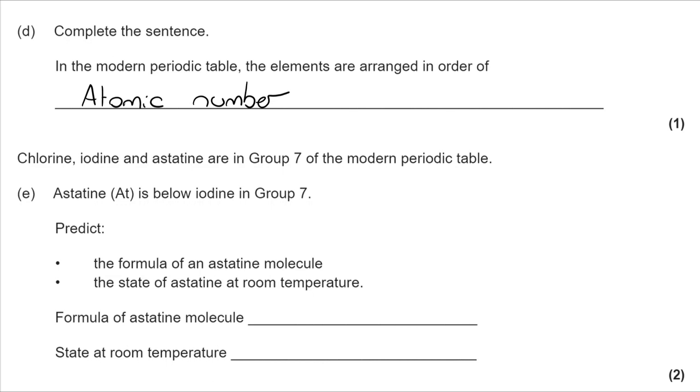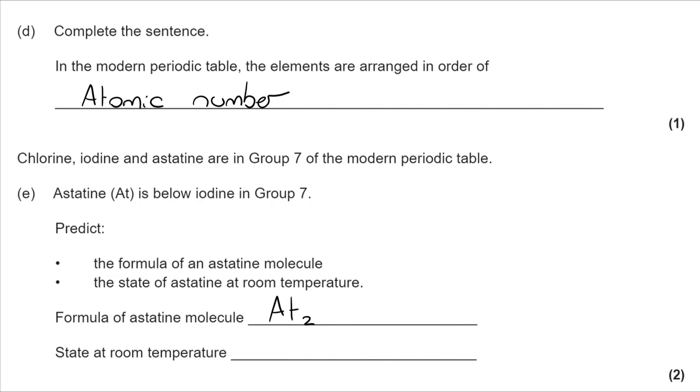For part E, chlorine, iodine and astatine are in group 7 of the periodic table. Astatine is below iodine in group 7. What would be the formula of an astatine molecule, and what would its state be at room temperature? Well, hopefully you remember that all of group 7 exist as diatomic molecules, F2, Cl2, Br2, I2. So it makes sense that this would be At2.